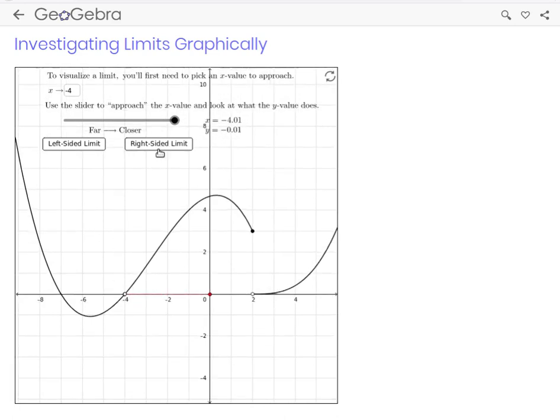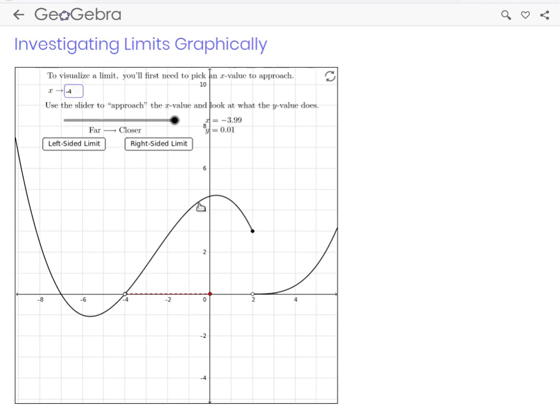So maybe we'll say that the limit on the left looks like it's going to be 0, because that's what it looks like the y values are going to go to. If we start at a right-sided limit, we'll notice that our point is now on the right of that hole at -4, and we're going to bring our point closer and closer, and again, it looks like our y values level off right at 0. So we might say that the limit on the left and the limit on the right are both equal to 0 here. And so maybe we could say that in this case our two-sided limit is equal to 0.